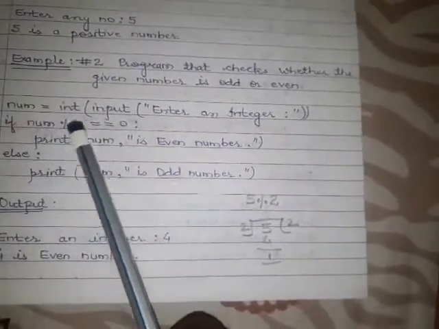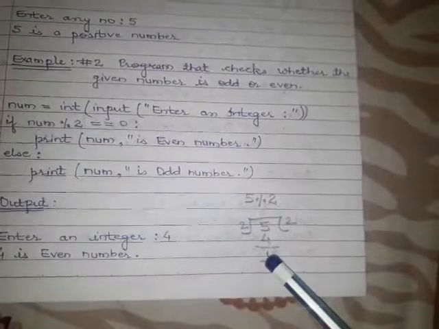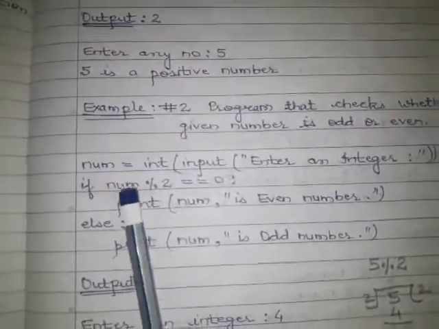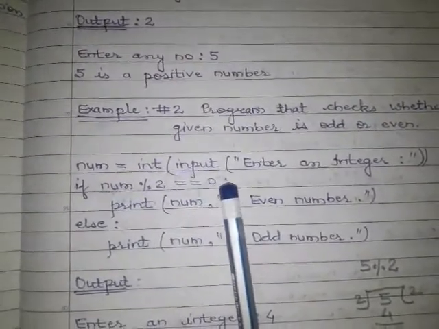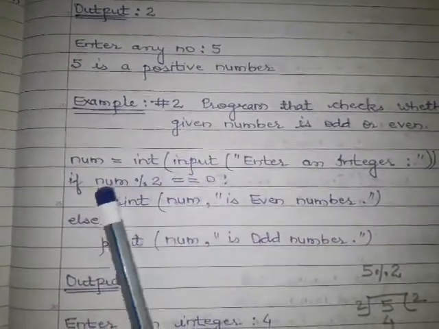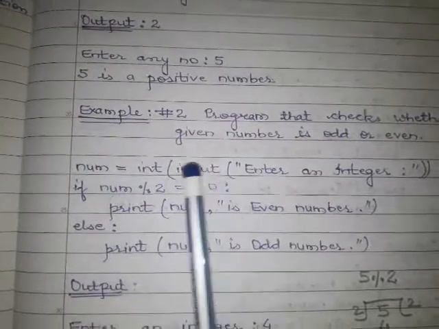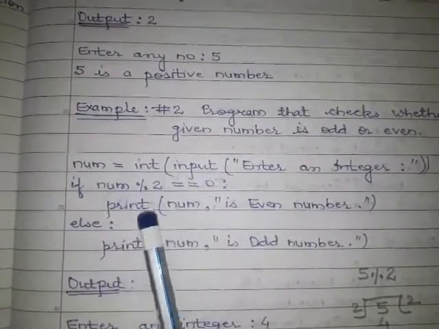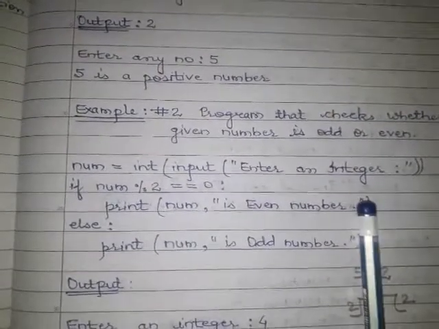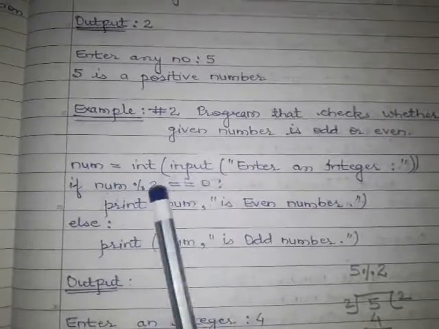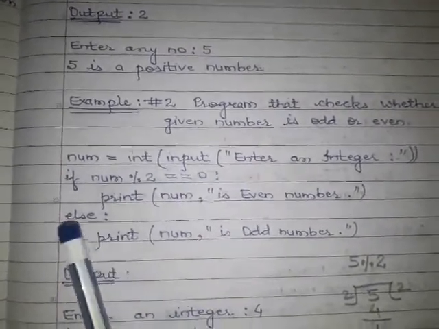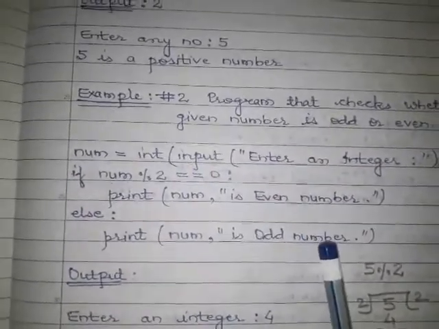So 5 modulo 2, the answer is 1. It will always give the remainder. Okay. So if number modulo 2 is equal to 0, it means the number is completely divisible by 2. Equal to 0 means it is completely divisible, which means the number is an even number. So in this block we write number is even number. If this is not equal to 0, this condition is false, so we reach our else block, print number is odd number. Let us see.